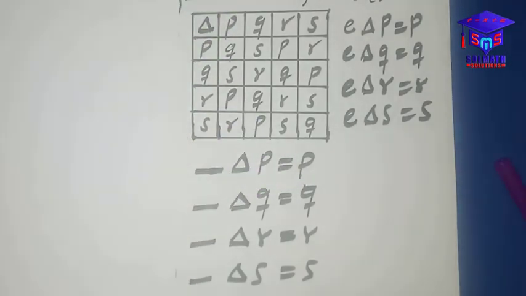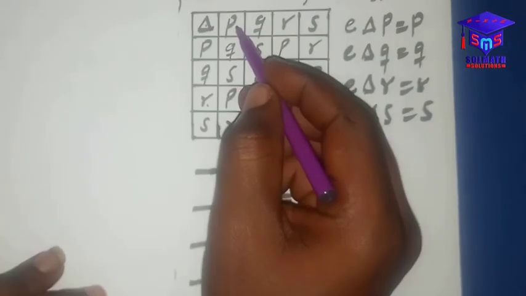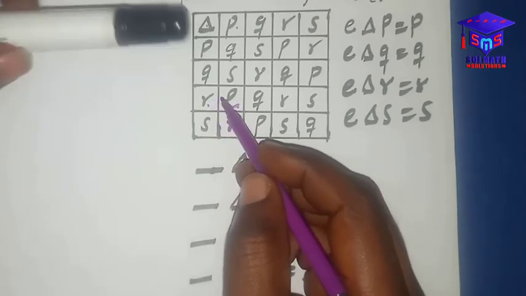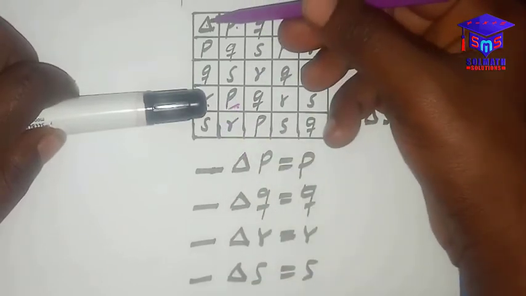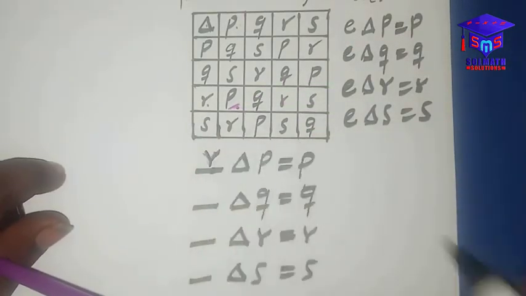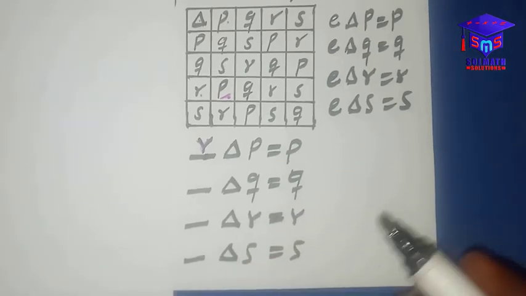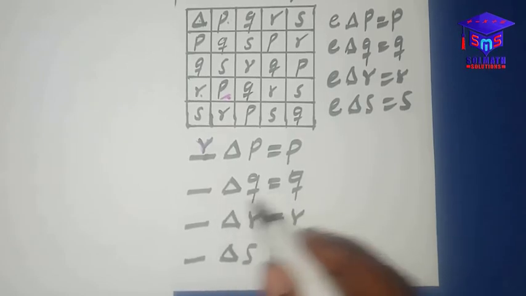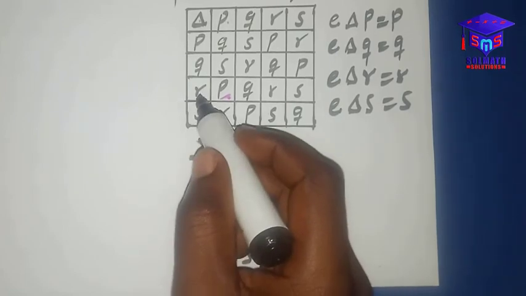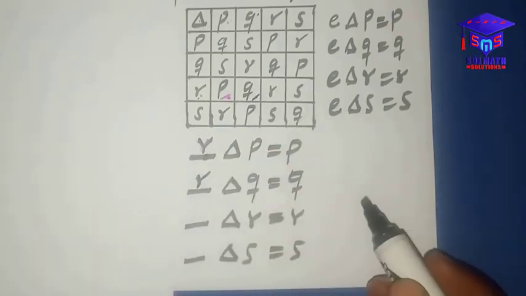You see that R operation P is giving us P. So that is R. Good. Then when you come to the second part, the Q over here is the Q over here. Can you see that R operation Q is giving us Q? So this one is R.